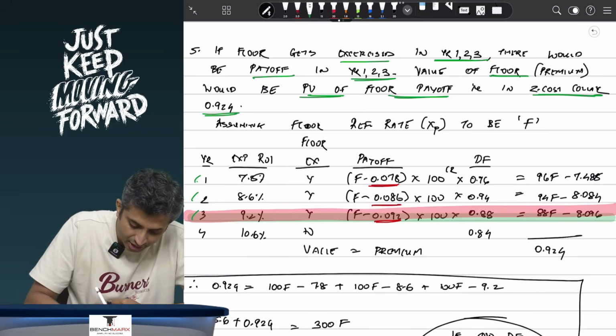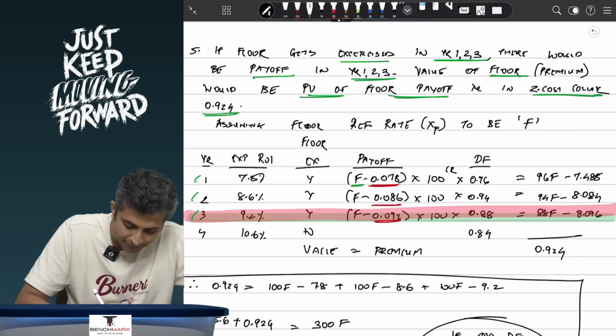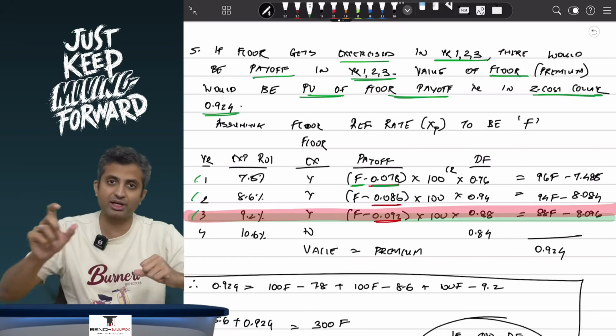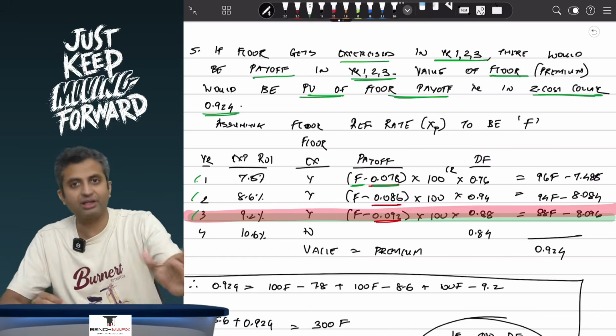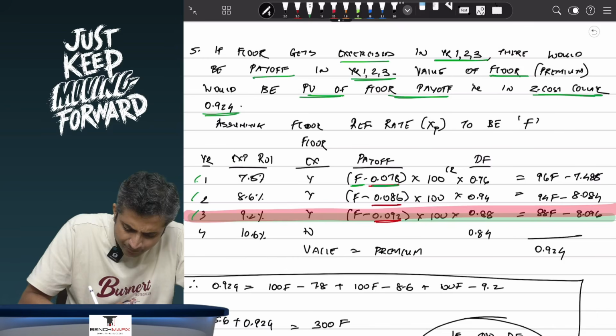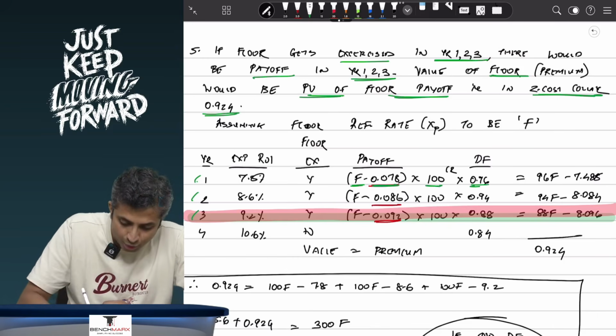So over here, I would take the final floor rate to be F, and I will say F minus 0.078. The institute has given you two answers: one if I take 7.8, one if I take 0.078. Ideally, 7.8% is 0.078. So I would do it by this method, times 100 crores, but this is a payoff that we will get in the first year, times 0.96.